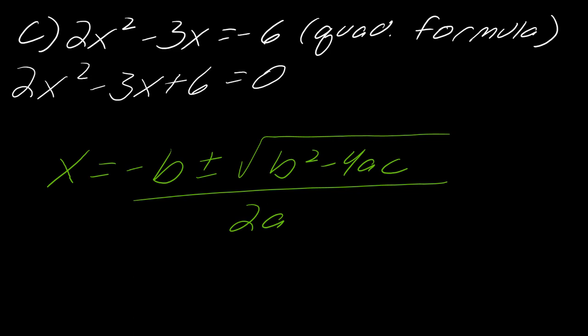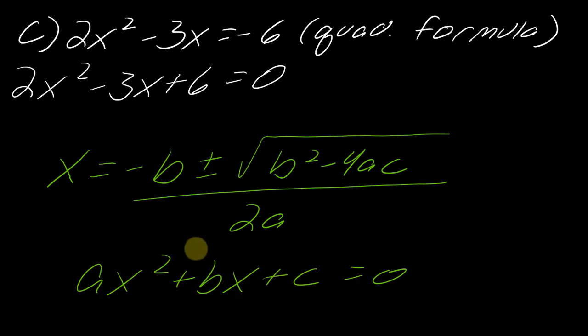So you have to identify what's in the A, B, and C position, remembering that quadratics have the form ax squared plus bx plus c equals 0. So what's in the A position? That would be 2. What's in the B position? That would be -3. And then in the C position is 6.